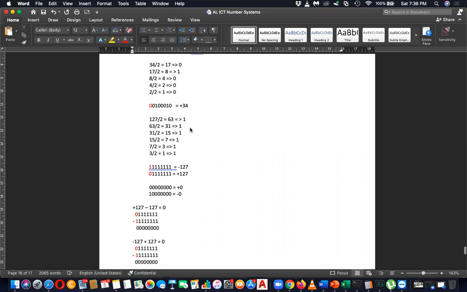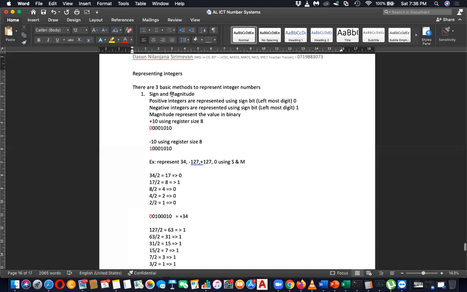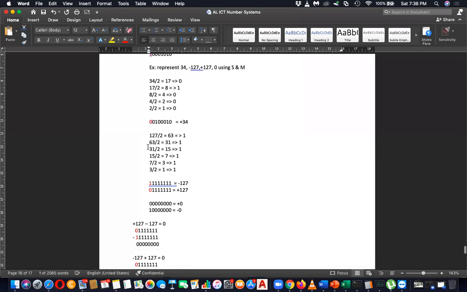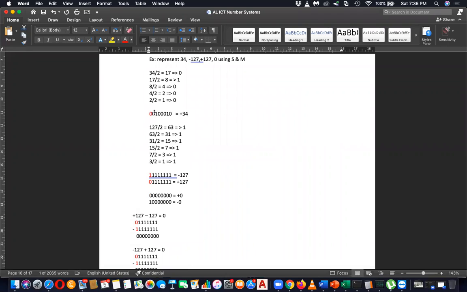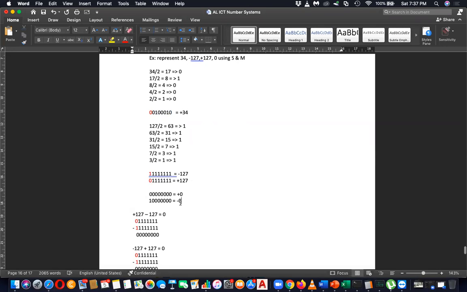So method number 1 is sign and magnitude. In this method, the first bit is used for the sign. If it is a plus sign, a positive number, we will start with 0. If it is a negative number, we will start with 1. That is the mechanism. After that, you can write the value. This is called the magnitude part, the value. So one issue of this sign and magnitude is having positive and negative zeros. Okay, please highlight and write that down.